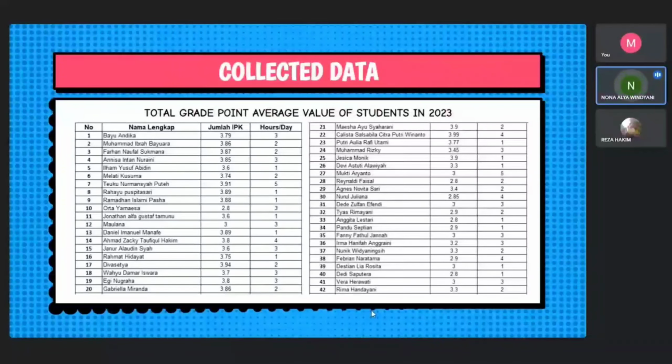This is the total grade point average value of students in 2023. So, for example, here for number one, Bayu Andika, he got a 3.79 GPA, and then the hours that he spent on Webtoon is 3 hours per day. And then another example in here, we can see that Muhammad Ibrah Bayuara, he got a 3.86 GPA, and then he spent 2 hours a day.